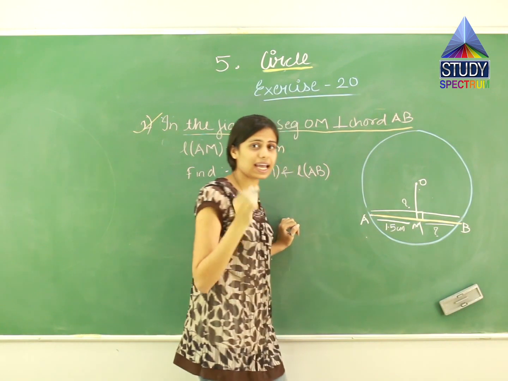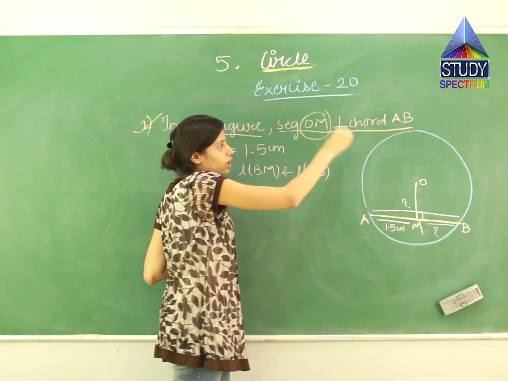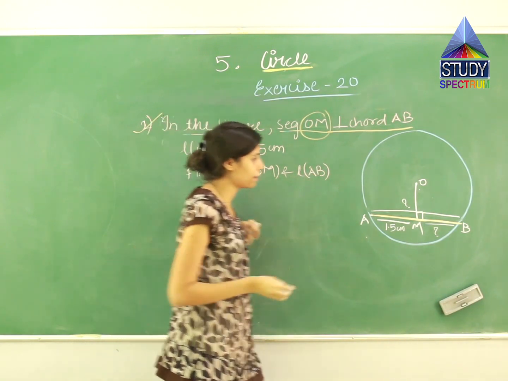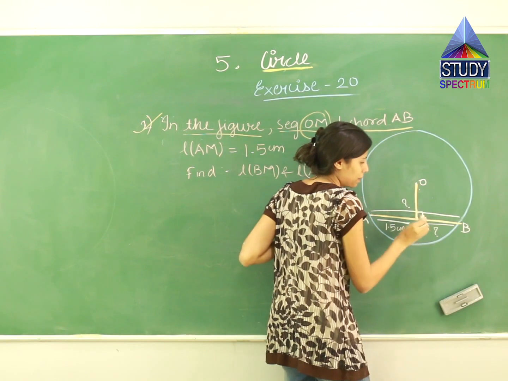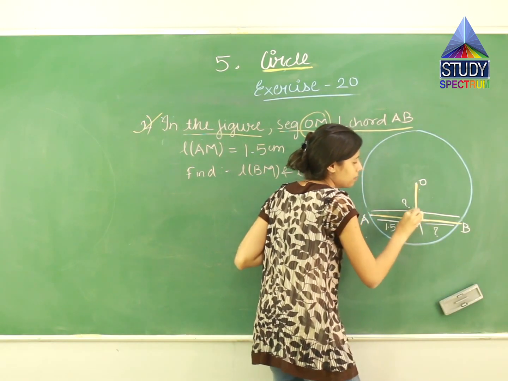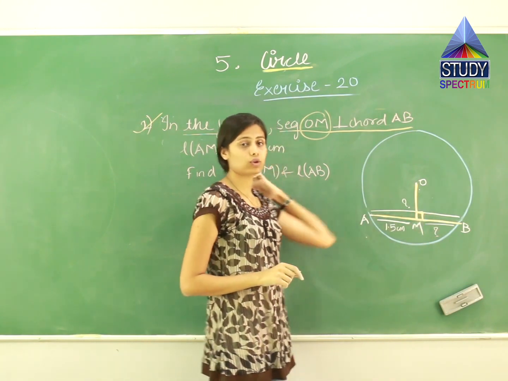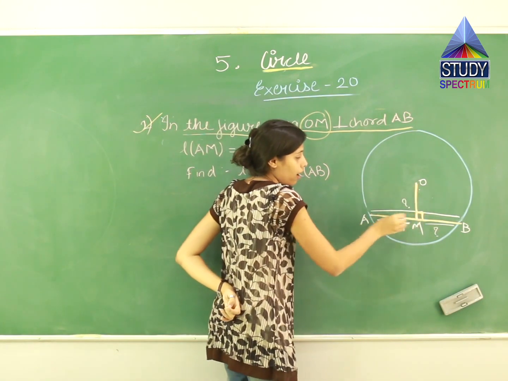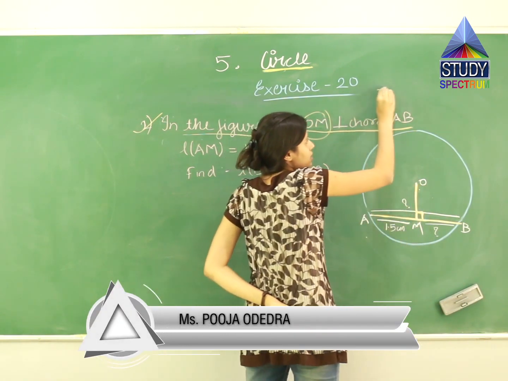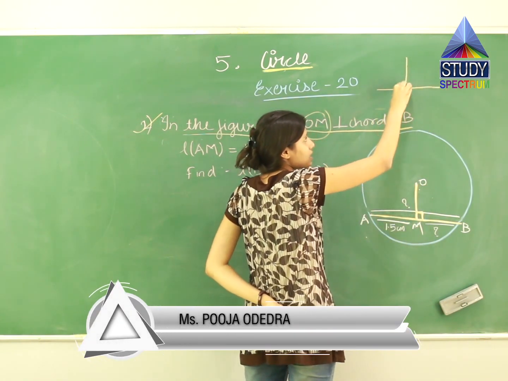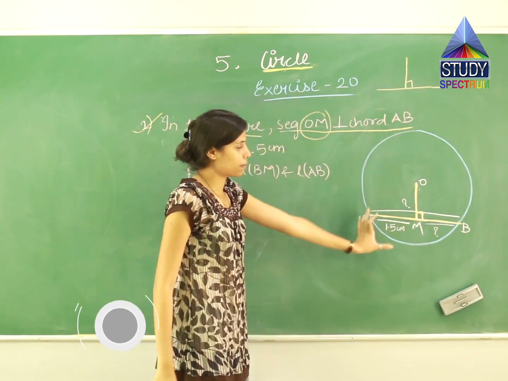And they are telling that OM is perpendicular to this chord AB. So where is OM? This is the OM, represented by a 90-degree sign. Means what? It is perpendicular to chord AB. They are trying to tell that OM is perpendicular to AB, means it is at 90 degrees. If this is the chord AB, OM is like this, 90 degrees over here. So OM is perpendicular to AB.